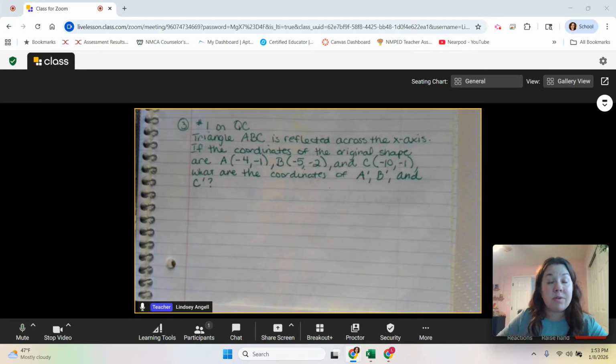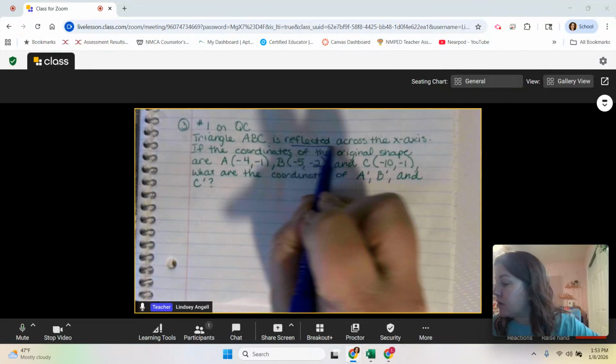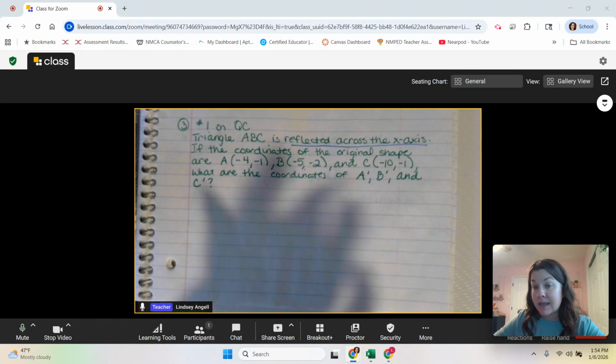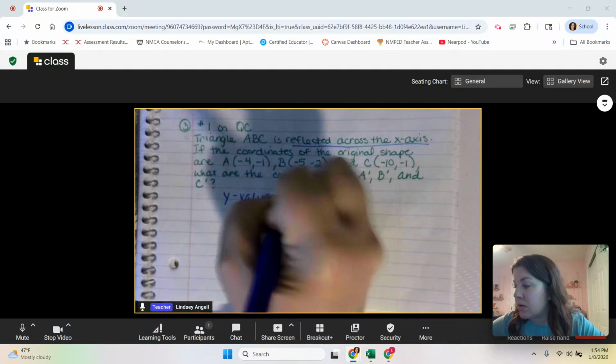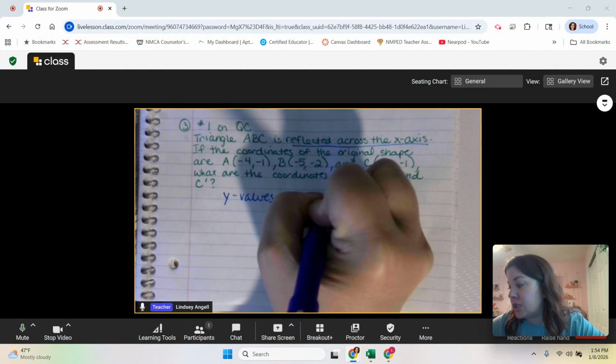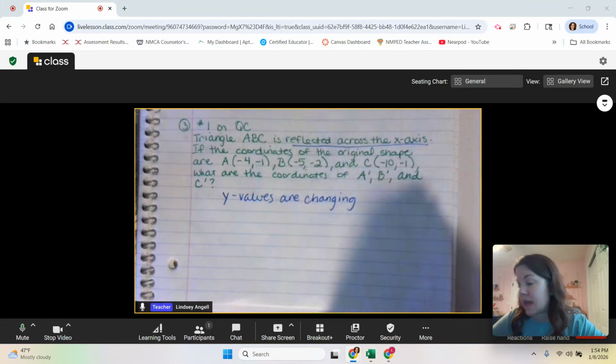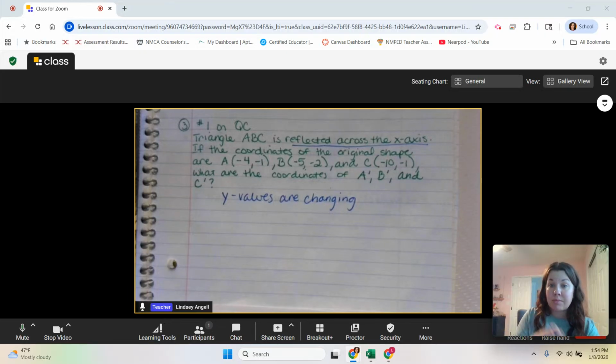Now, they don't have it drawn out, and I don't have it drawn out, but we don't need it to be drawn out in order for us to figure it out, because we know our rule. If it's being reflected across the x-axis, that means my y values are changing. They're just flipping from one sign to the other. If they're positive, now they're going to be negative. If they're negative, then they're going to be positive after the reflection.